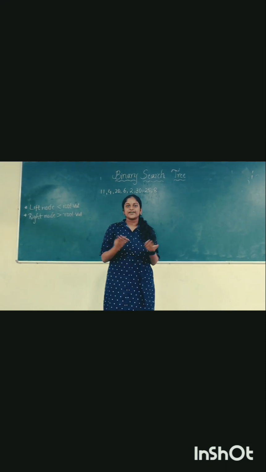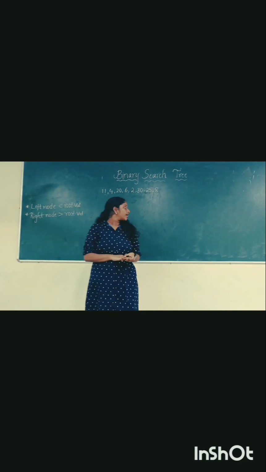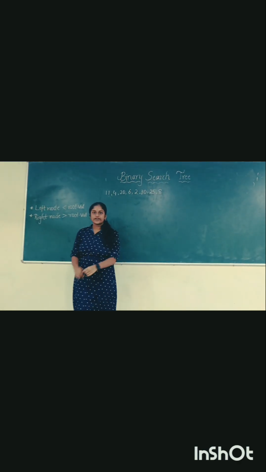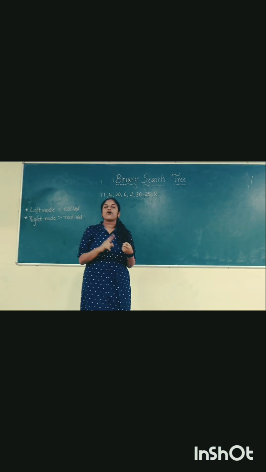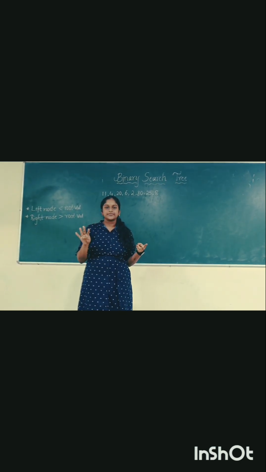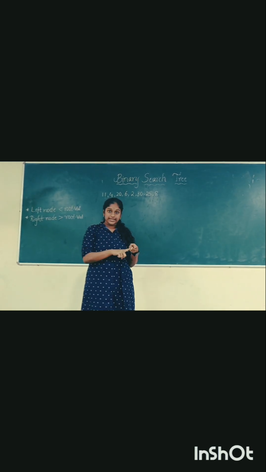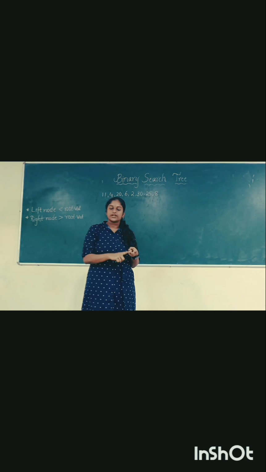So today we are going to learn about binary search tree. Binary search tree is a type of binary tree. And binary search tree has three conditions. The first condition is all elements must be unique. And the second condition is, binary is nothing but the root node must have at most two children. So it means it can have 0 child, 1 child, or 2 children.